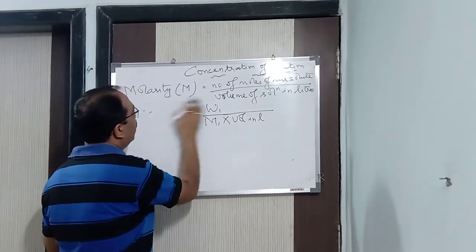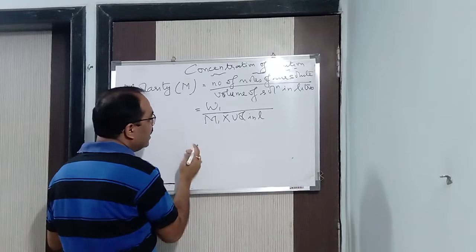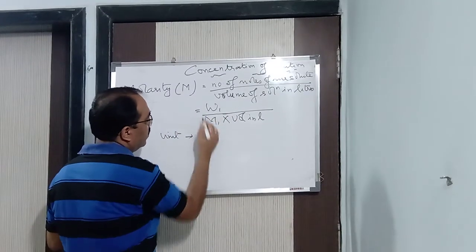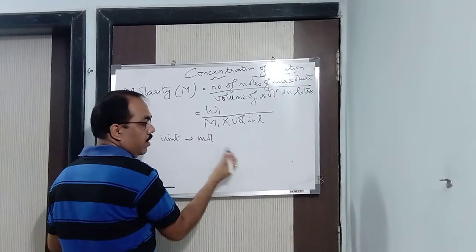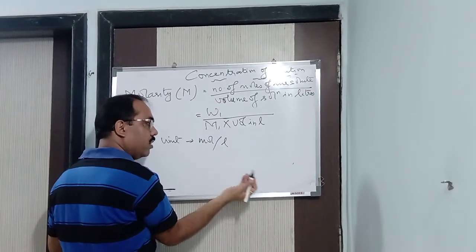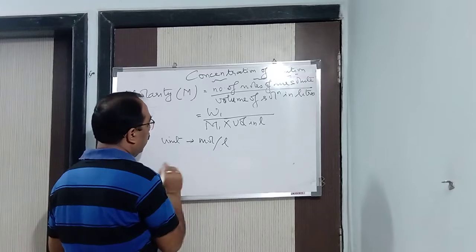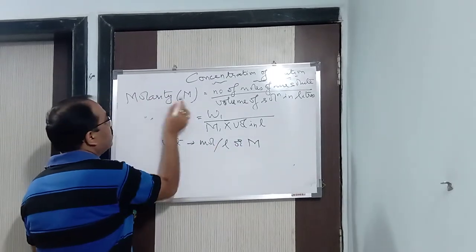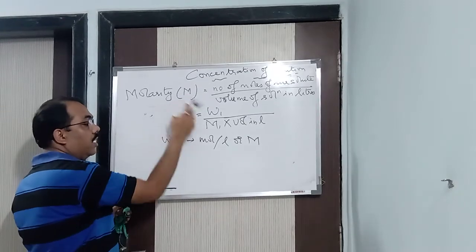So this is the formula of molarity. What is the unit of molarity first of all? The number of moles is measured in mol, and volume is in liter, so the unit is mole per liter. Or its unit is capital M, and its symbol is also capital M. Symbol and unit are both the same.